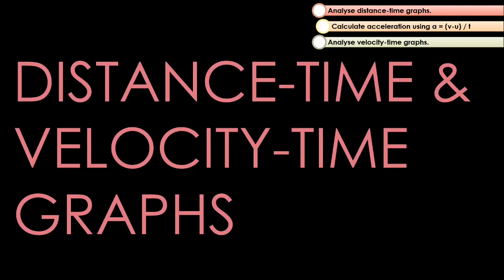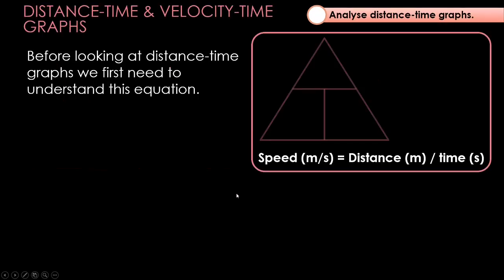Today we're going to have a look at distance time graphs and velocity time graphs. We'll see how we can interpret distance time graphs. We'll have a look at how we can calculate acceleration using the equation a equals v minus u over t. Once we've done that, we'll have a look at how we can analyze and interpret velocity time graphs and the two things that we can actually get out of velocity time graphs.